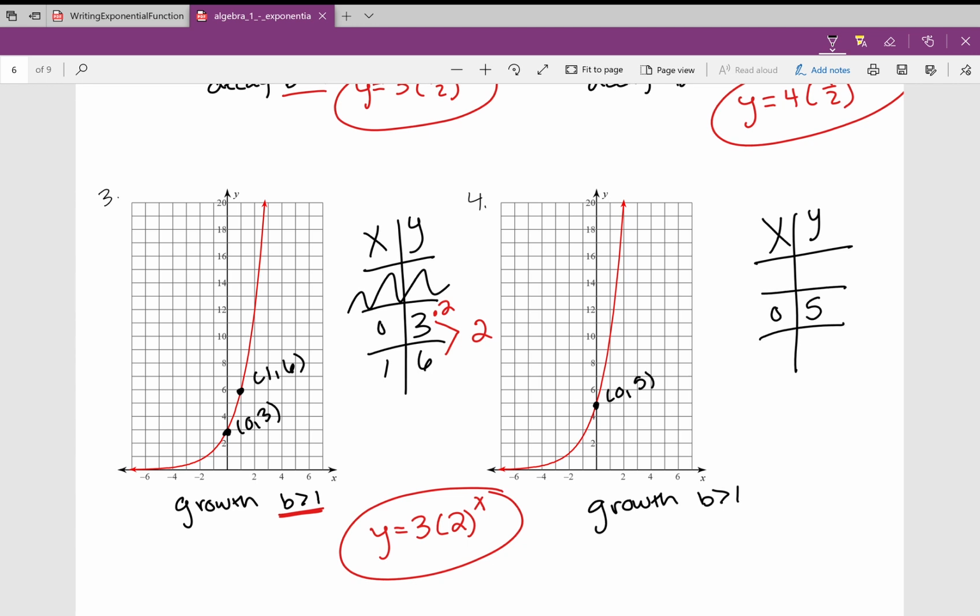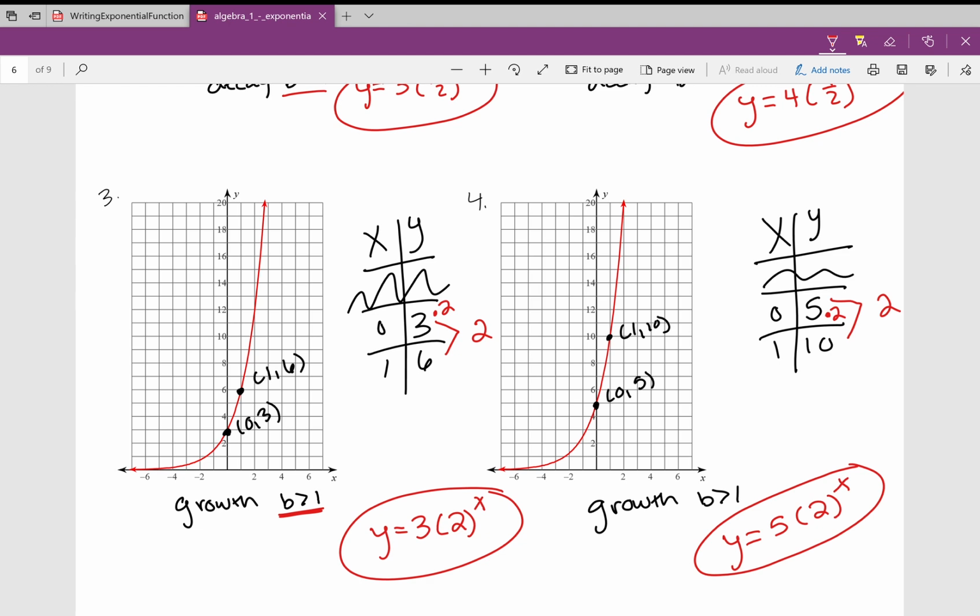Okay, then we can find another point. So let's see, looks like 1, 10. 1, 10 is a good point. Okay, now let's find the change in y. So from 5 to 10, it looks like it's being multiplied by 2. So this is a growth rate of 2. So our answer is y equal to 5, because that's our y-intercept, parentheses 2 to the power of x.